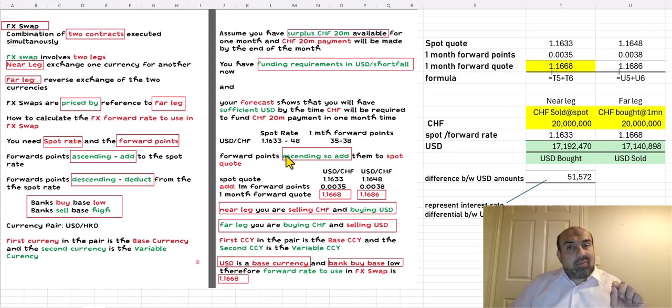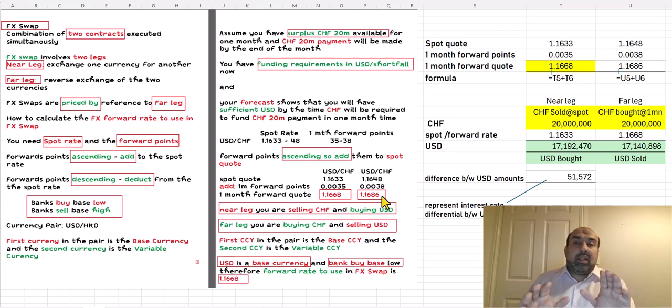For the purpose, we are given the quoted spot rate and the 1 month forward points. You can see the forward points 35 to 38 are ascending. Therefore, we are going to add them to the spot rate. You can see the spot rate is 1.1633. We are going to add the forward point 0035 to arrive at the forward rate of 1.1668. Likewise, on the other side of the spot rate, we are going to add the forward point to arrive at 1.1686. Now, which rate are we going to use?